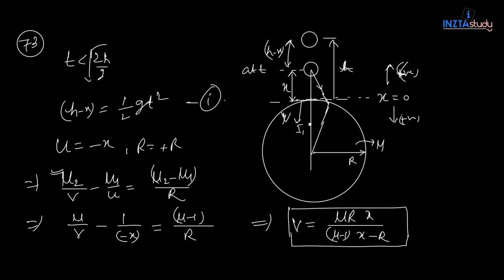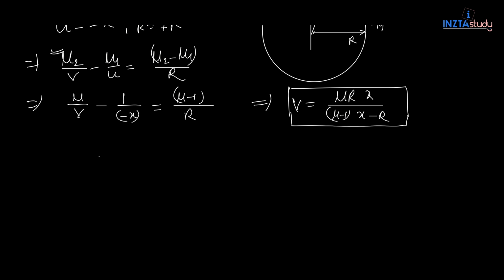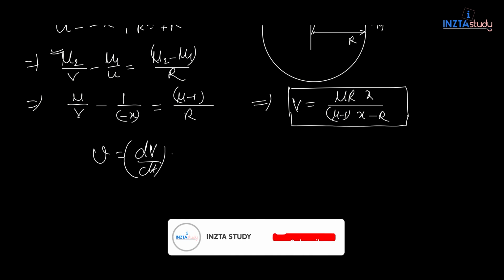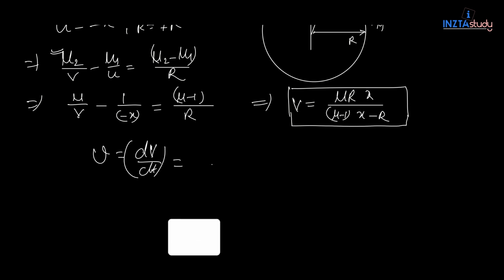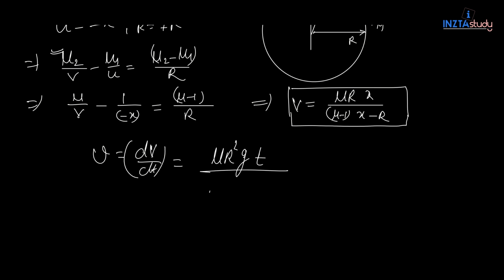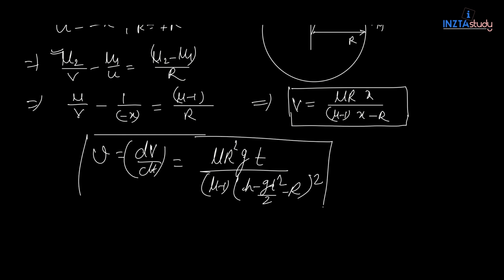Now if we want to calculate the speed of the image, we can say that speed is equal to dv by dt, because it is the coordinate of the image. If you calculate this, then you will get mu r square g into t upon mu minus 1 into h minus g t square by 2 minus r, whole square. So this is the speed of image at any time t, for t less than root under 2h by g.